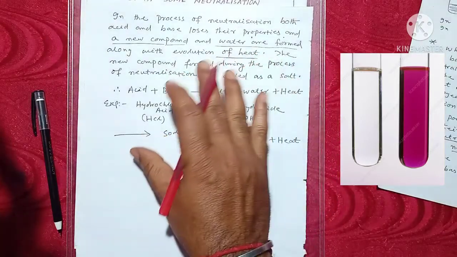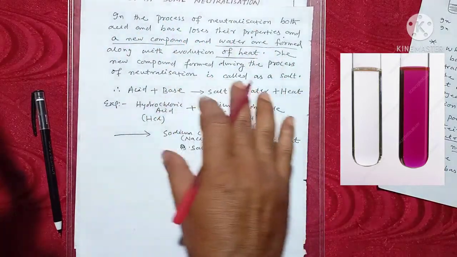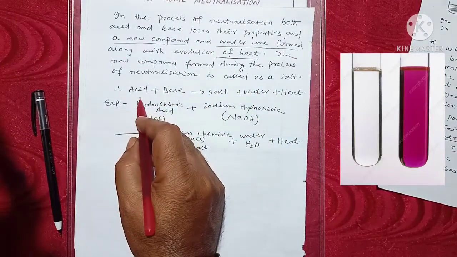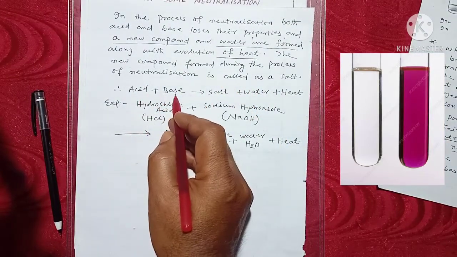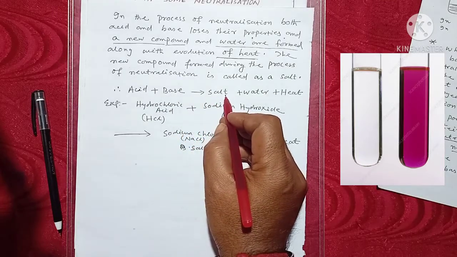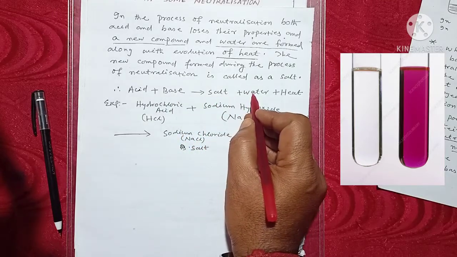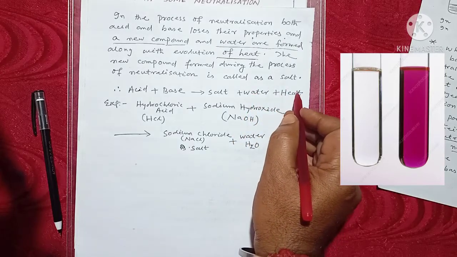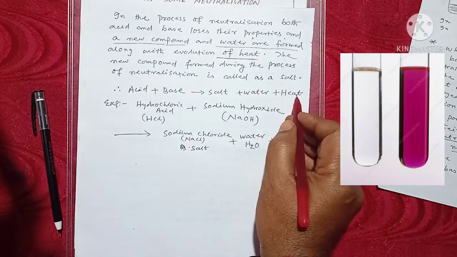So, we must summarize the total reaction here. When acid reacts with base, acid plus base, it gives salt plus water plus heat, along with evolution of heat.